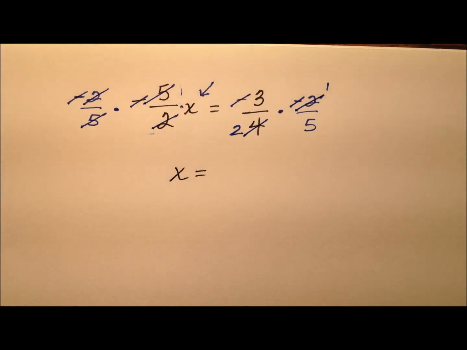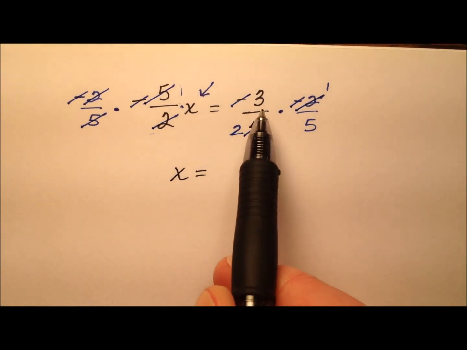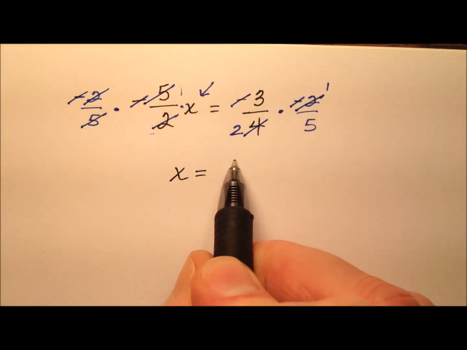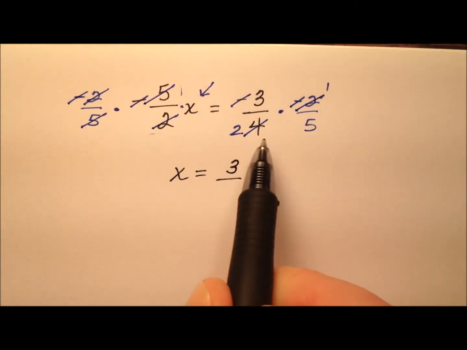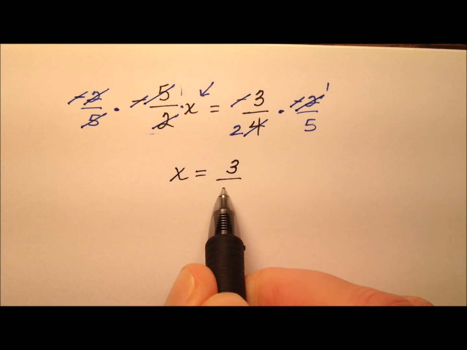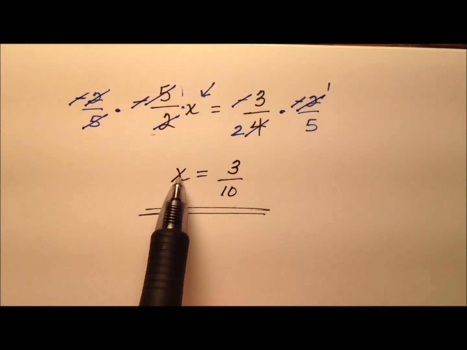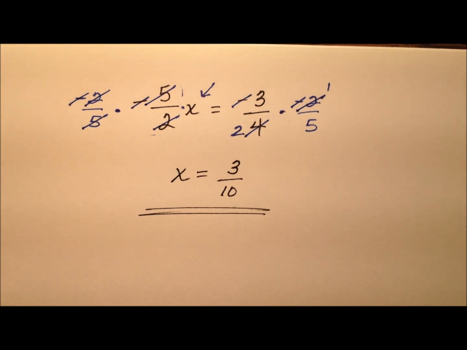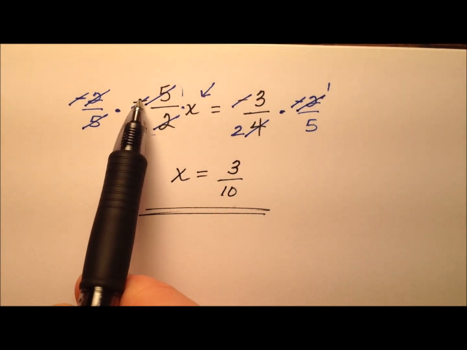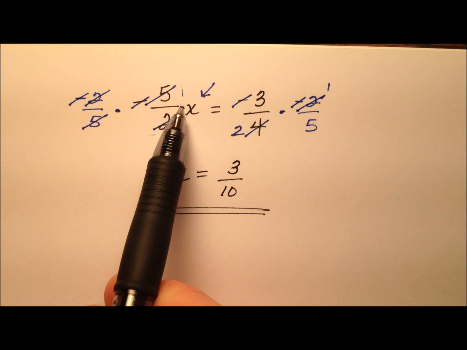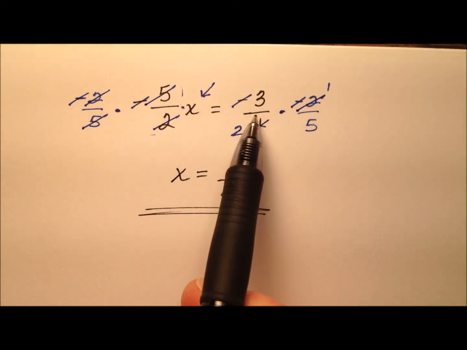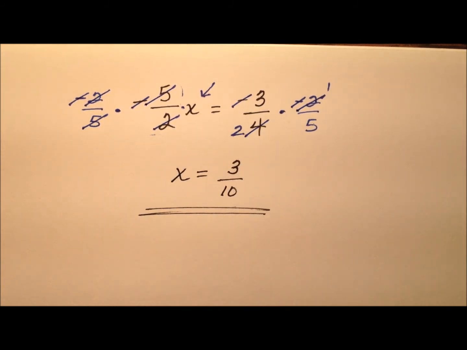So when I do this multiplication on the right side, it looks like 3 times 1, which is 3, and then in the denominator, 2 times 5, which is 10. So it looks like the solution here, x equals 3/10, which is saying, of course, if we take our negative 5 halves and multiply it by 3/10, yes, indeed, we will get our negative 3/4.